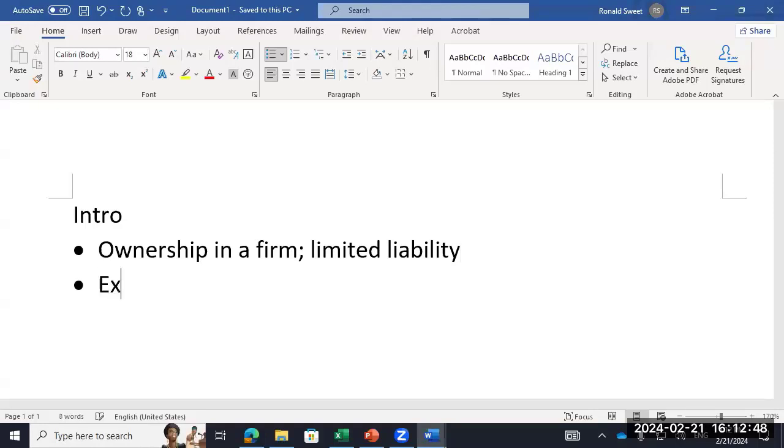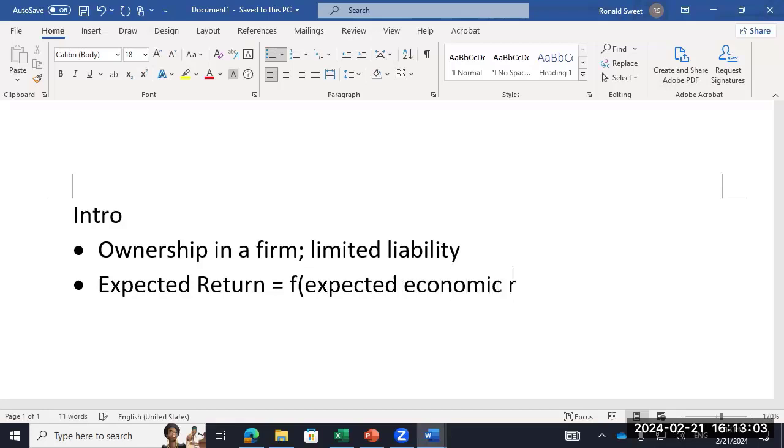You definitely want to talk about the expected return. Did y'all put that formula into your answer? And then you want to say that that's a function of expected economic return, which is a function of productivity, labor, and inflation. So that's the good introduction. If you understand that, you've got a good grasp of what stocks are.